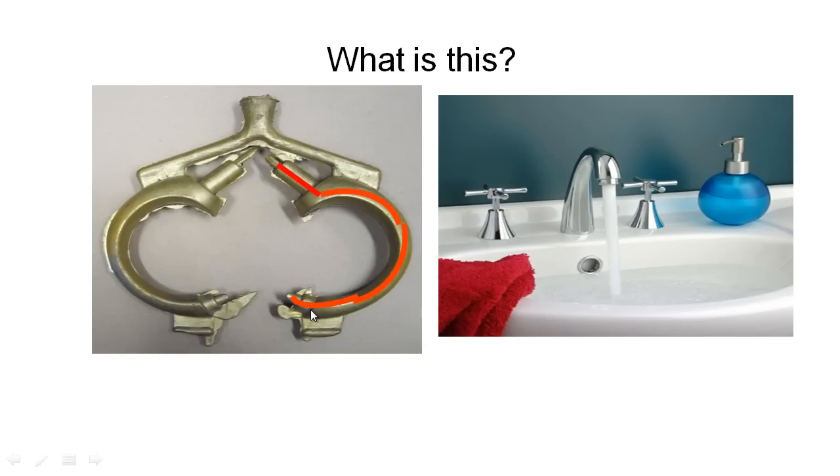Let's have a look at some of the features on this part. So up the top here, this is where we've poured the metal in. So this is the runner system or the sprue, and so the metal's been poured in and then it's flowed into the parts here, and it's gone around the core and gone all the way down into the bottom here.